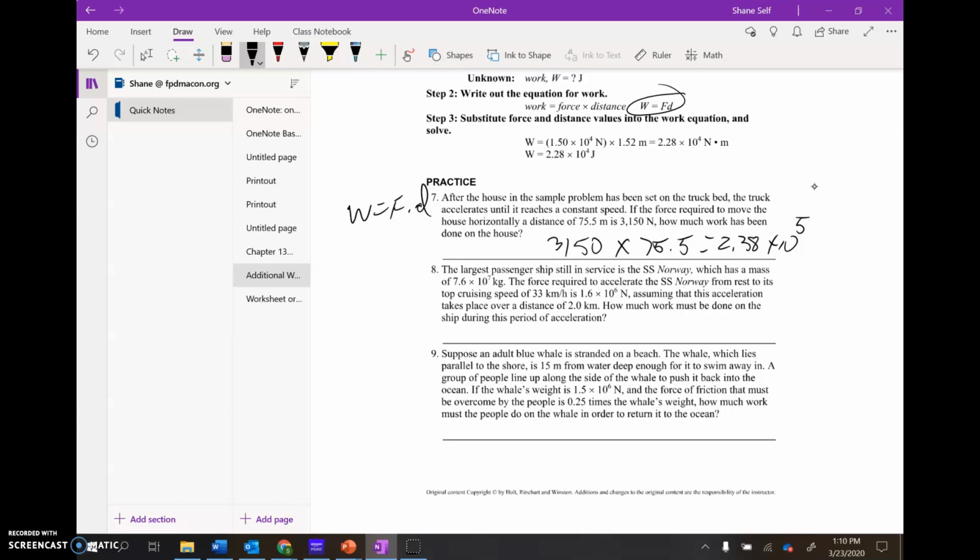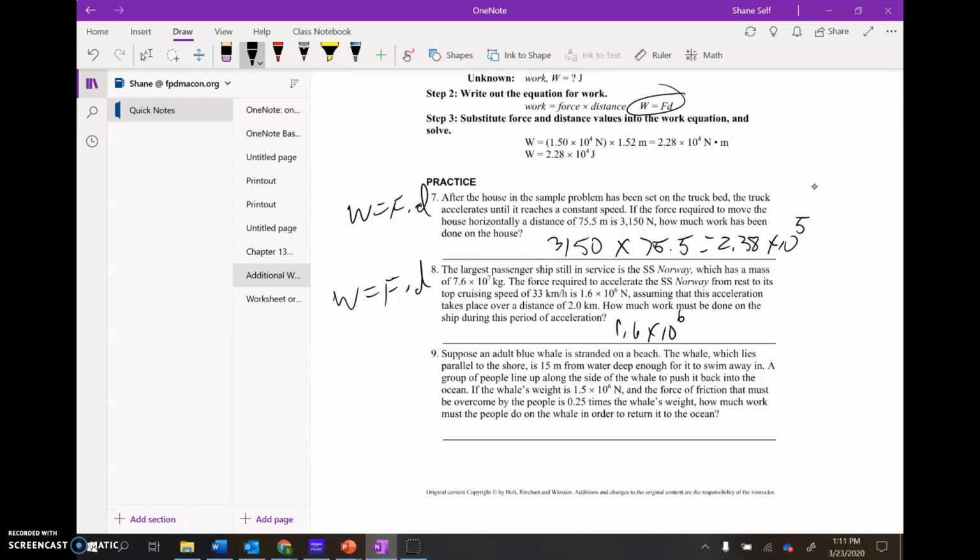So all we need is work. It's the same formula, force times distance. So you have to weed through all these numbers and find your force and find your distance, and you'll be fine. That's all we need. So what is our force? Our force is in newtons, 1.6 times 10 to the 6.